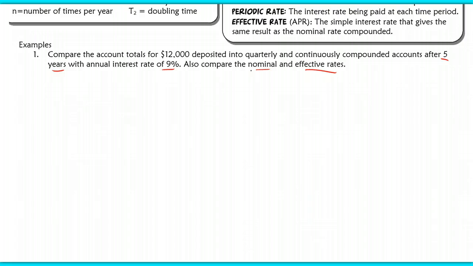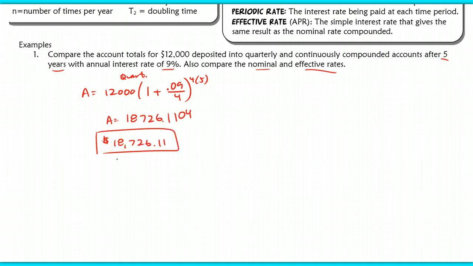All right, now if we take a look at a $12,000 deposit, that's our principal. We're going to say $12,000 multiplied by 1 plus, let's do our quarterly first. So our quarterly is going to split up that 9% rate 4 times, and it's going to take that to 4 times 5, a total of 20 compounding periods. And that's going to give us the amount that's in the account, okay? And I got $18,726.11. And again, I truncated that number.